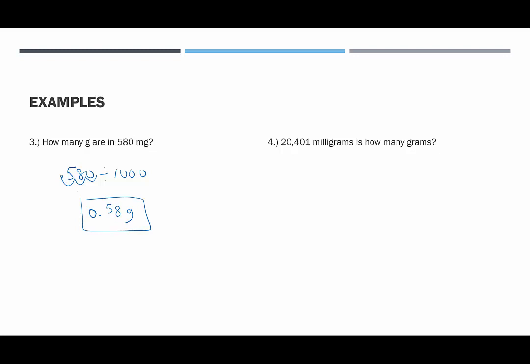And how about this last one? 20,401 milligrams is how many grams? Well, we would take our 20,401 and divide it by 1,000, or start at the decimal, which would be behind the 1, move it 1, 2, 3 places to the left, and we end up with 20.401 grams. So 20,401 milligrams is equivalent to 20.401 grams.